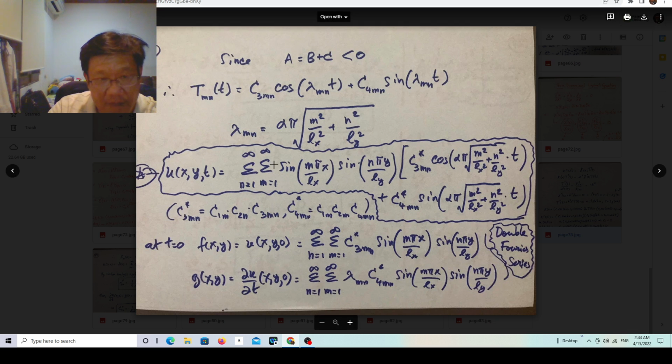You have lambda mn based on the parameters m and n here, and the next step is to find c star sub 3 mn and c star sub 4 mn.